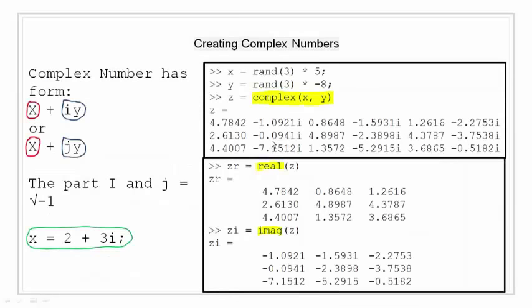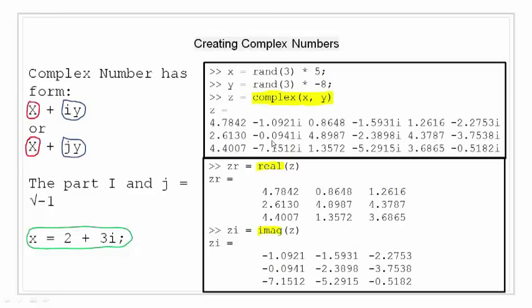Now we are going to take a brief look into complex numbers. Complex numbers are of the form x plus iy or x plus jy, where x is the real part and y is the imaginary part, and i and j are the imaginary unit, which has a value of square root of minus 1.